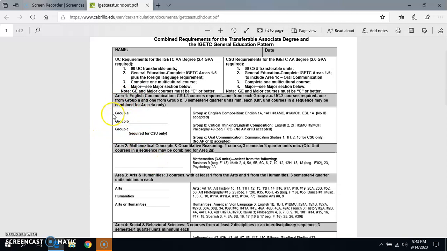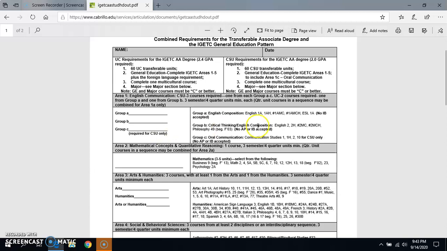Area 1 consists of Group A, and so you are required to take a class from this area. Group B, you are required to take a critical thinking, and the courses are right here. And then Group C, the courses that fulfill this requirement are in this area. Now, keep in mind that this right here says required for CSU only. If your goal is to transfer to the UC system, you are not required to take a communications class. If you are thinking of a CSU, you are required to take a communications class.